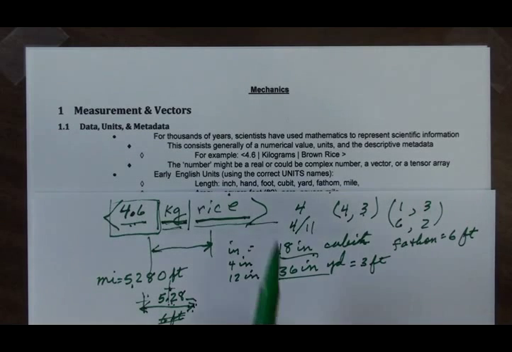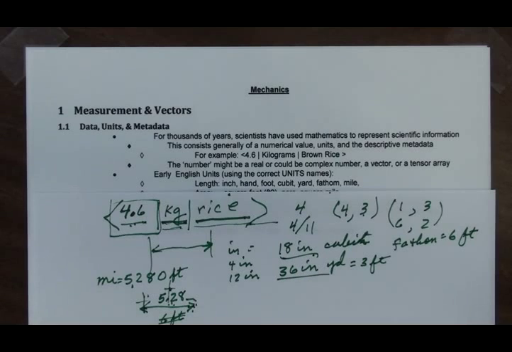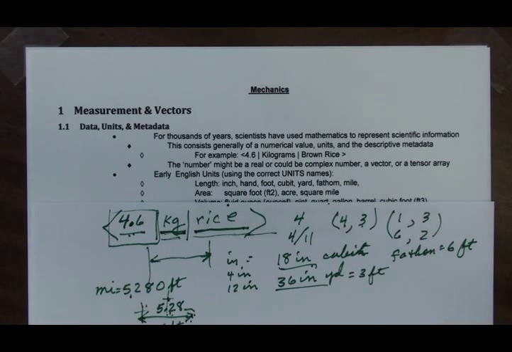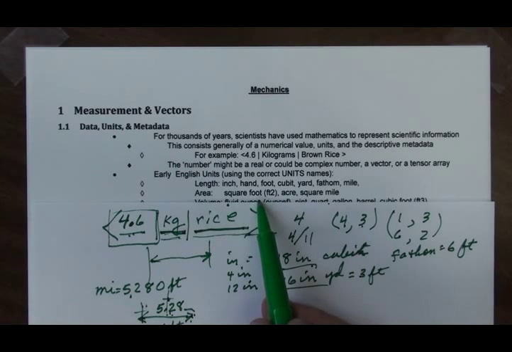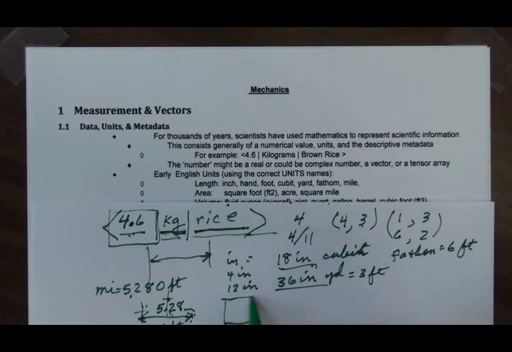And so these common units of an inch, a hand, a foot, a cubit, a yard, a fathom, and a mile are things you should be familiar with and know how to convert. Automatically then, we can look at a square inch, a square foot, an acre. An acre turns out to be a certain number of square feet. And a square mile, of course, is a mile in each of the 2 directions, just like a square foot is a foot in this direction and a foot in this direction, or a square inch is an inch in this direction, inch in this direction.